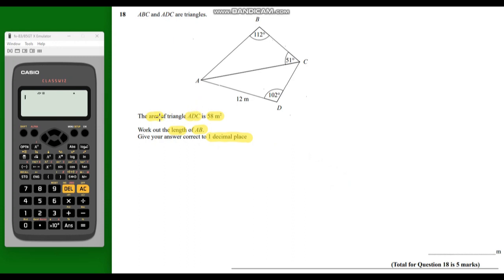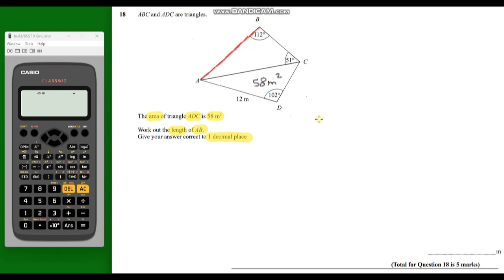So what do we know? The area of ADC is 58 meters squared. So that is this area here. ADC, 58 meters squared. And what are we trying to find out? We're trying to find out the length of AB. That's this length here. Okay.